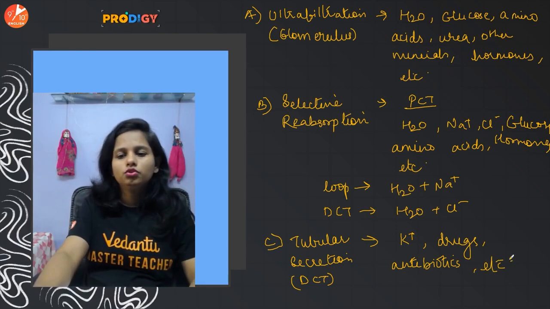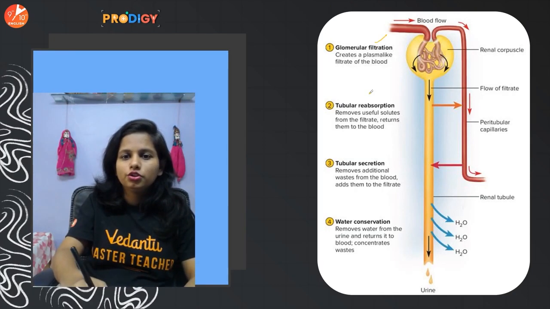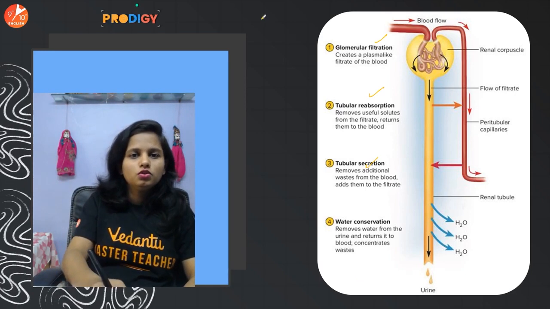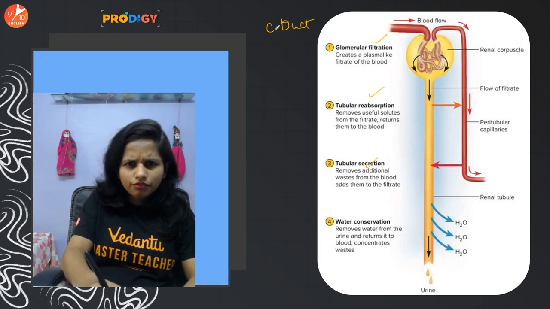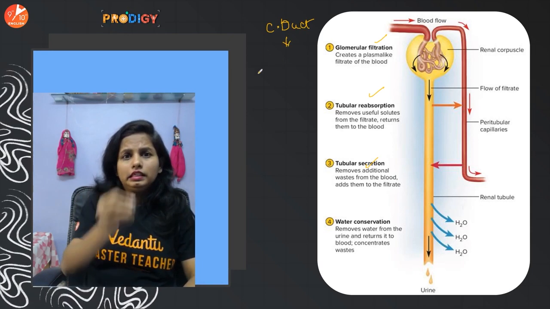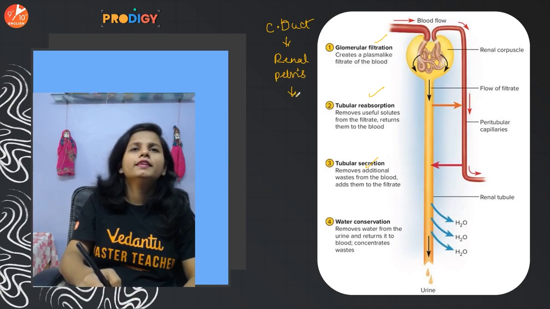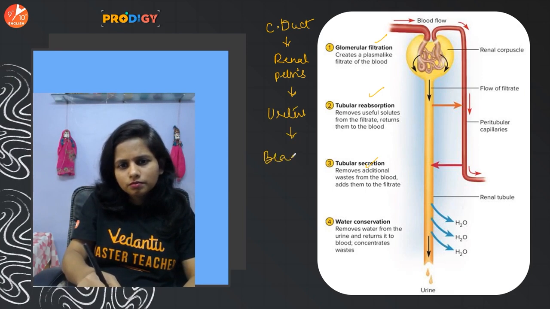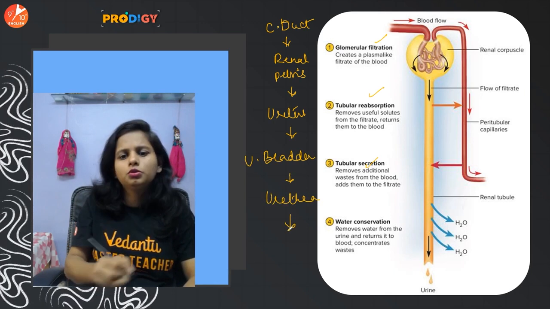Okay, now from here, where does the urine pass? The urine, after all these steps, that is filtration, reabsorption, secretion, then gets collected in the collecting duct. From the collecting duct, it is collected in the renal pelvis. From renal pelvis, it further passes to the ureters. Ureters send it to the bladder. And from the bladder, through the urethra, it is expelled out. That is by micturition. Right?